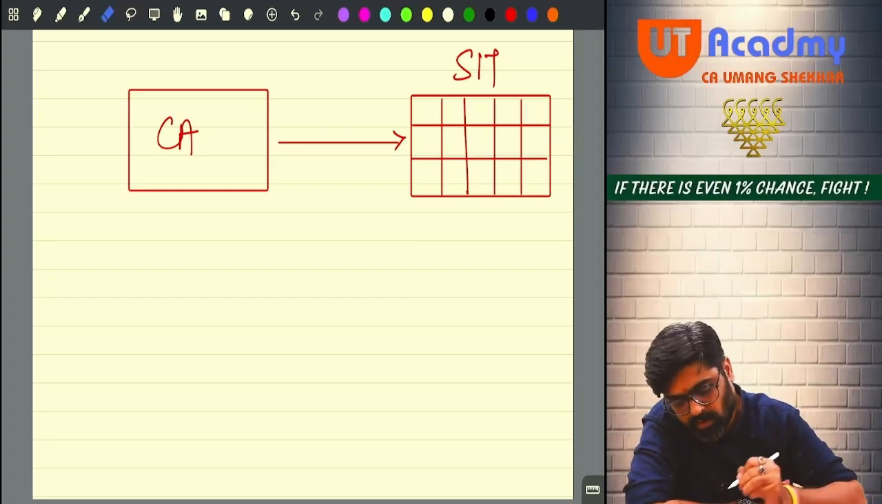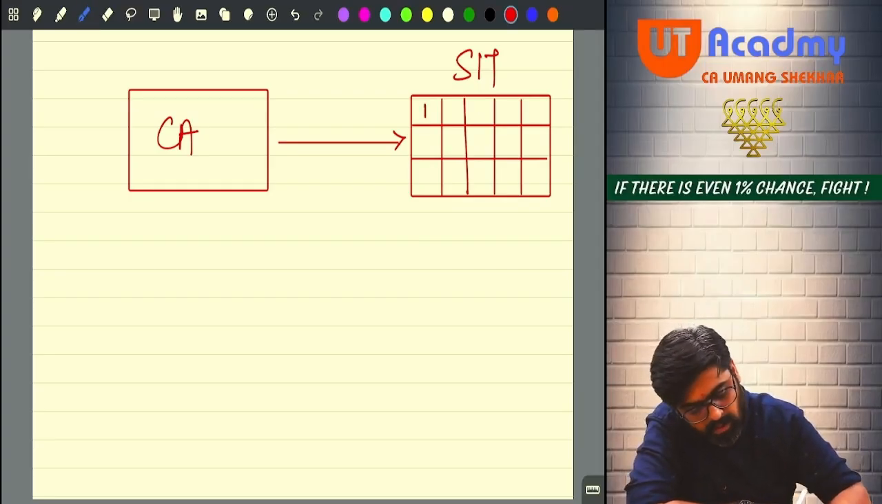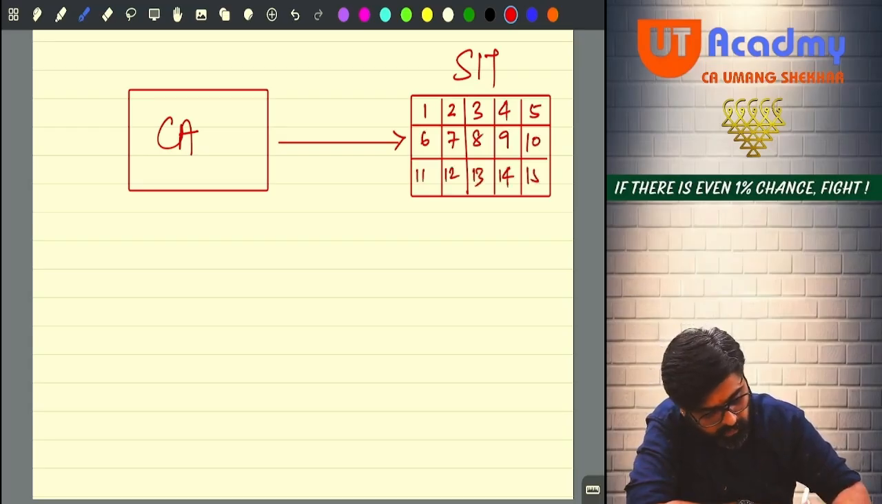Okay, no? Now pay attention. How many flats are there? 1, 2, 3, 4, 5, 6, 7, 8, 9, 10, 11, 12, 13, 14 and 15.